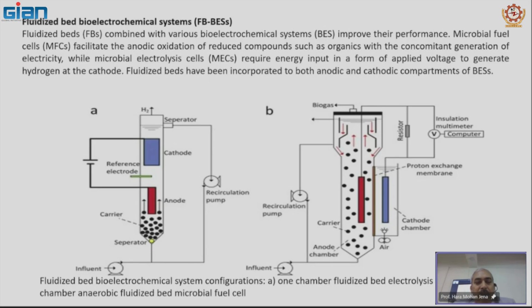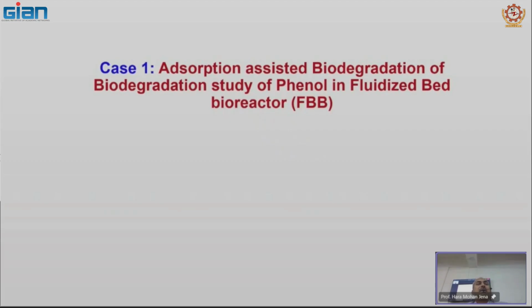In these schematics, A shows a one chamber fluidized bed electrolysis cell, whereas the right side shows a two chamber anaerobic fluidized bed microbial cell. The cathode chamber is external to the bed, but the anode is inside the bed. So these are certain applications of fluidized bed bioreactors. The importance of this we have already understood now.